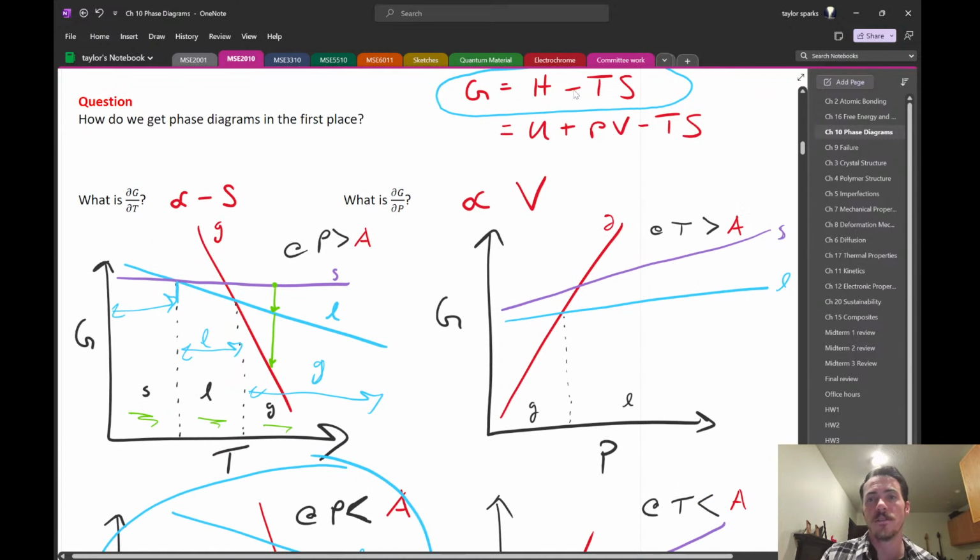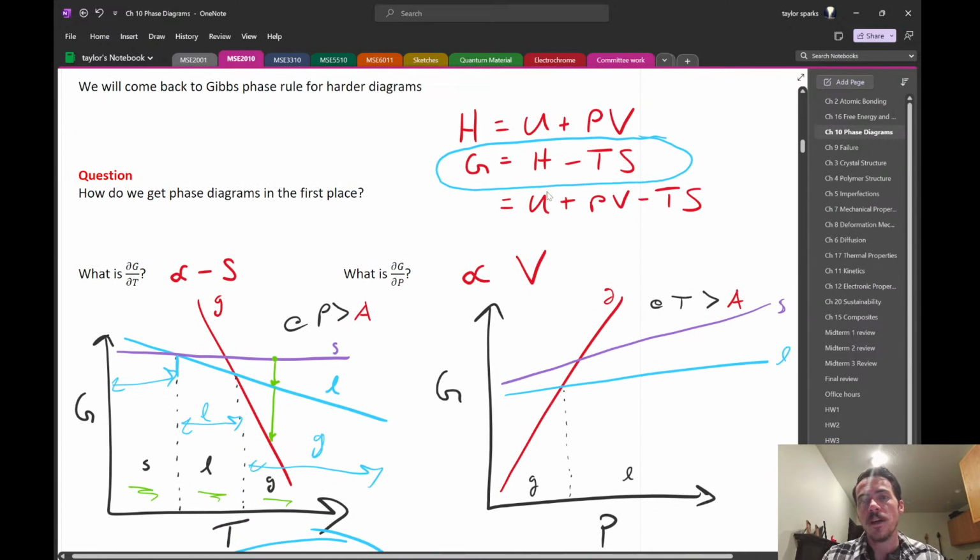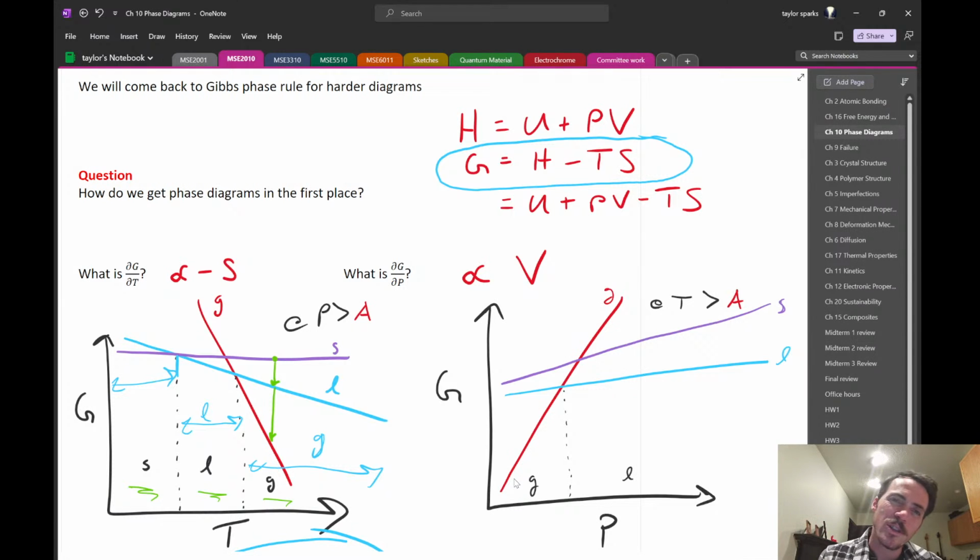The integral is even easier. For dG/dP, of the terms in G, the only one that has pressure is the second term, and it's only multiplied by volume. So when you take the derivative of that term with pressure, you're just left with volume. So in this case, the slope is now going to be proportional to the volume. For most materials, your gas is going to have the highest volume, followed by liquid, followed by solid. Water is an unusual one.